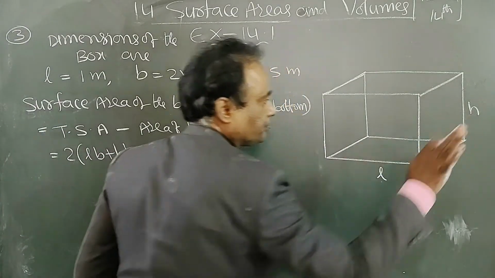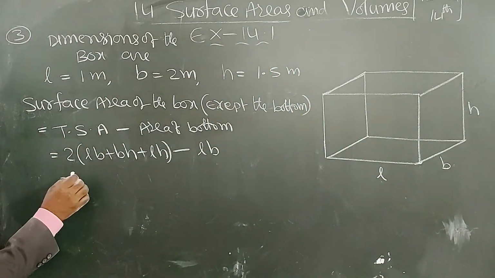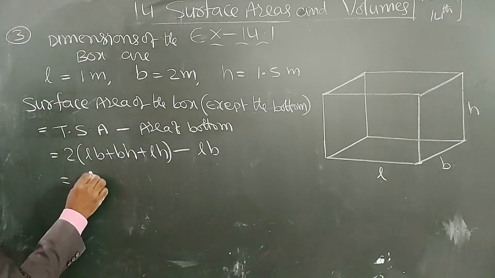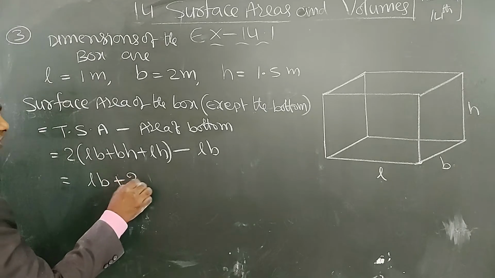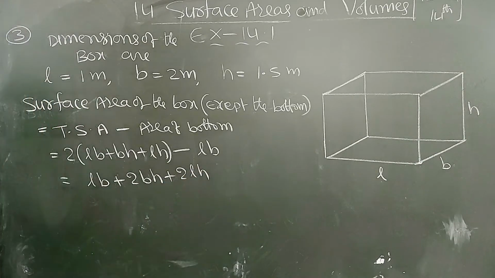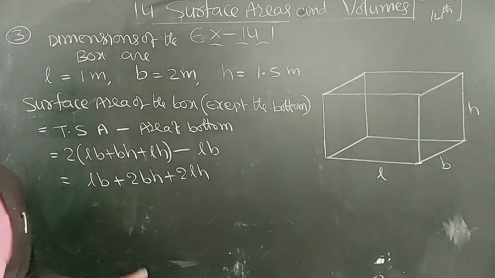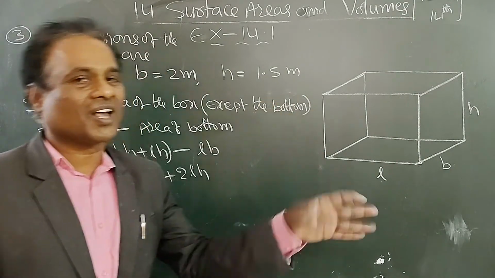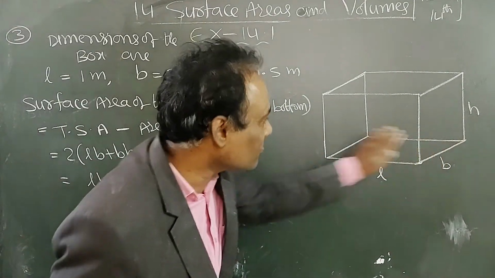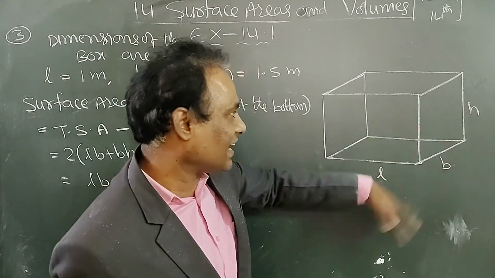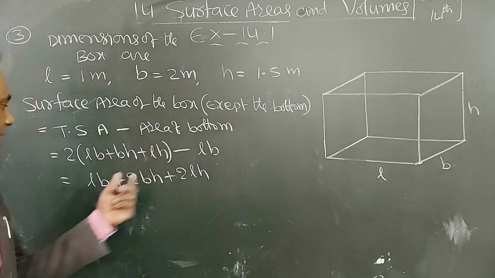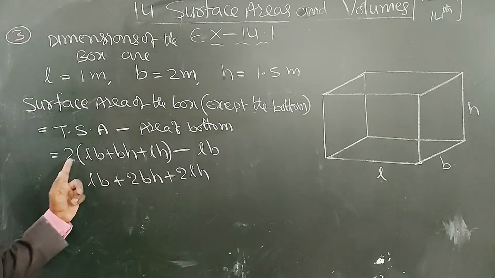Remove this bottom. Then the formula becomes 2 times LB minus 1 LB, so 1 LB only, plus 2 times BH plus 2 times LH. Now the formula becomes like this. It is not a standard formula, but we prepared it. So the total surface area formula is the standard formula, 2 into (LB plus BH plus LH), but the bottom, which is L into B, is removed. So 2 LB minus LB is 1 LB, 2 BH, 2 LH.